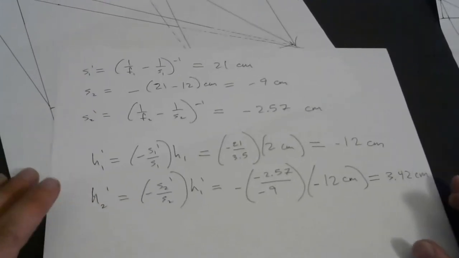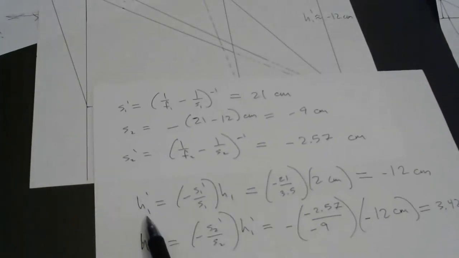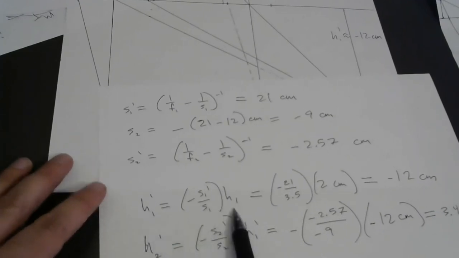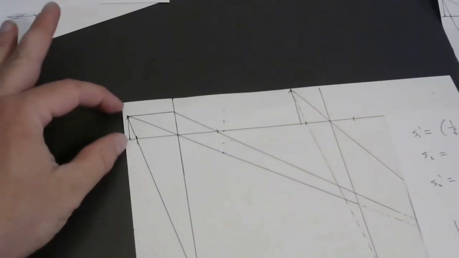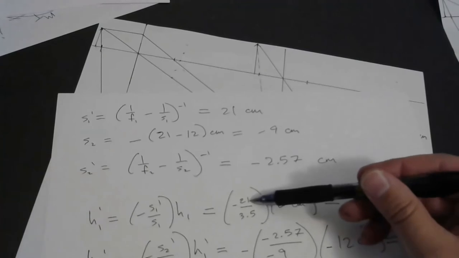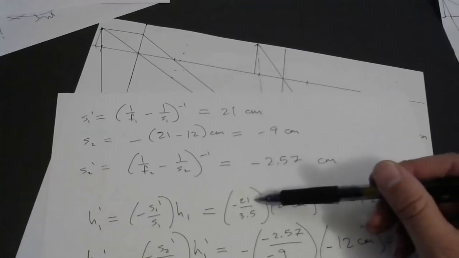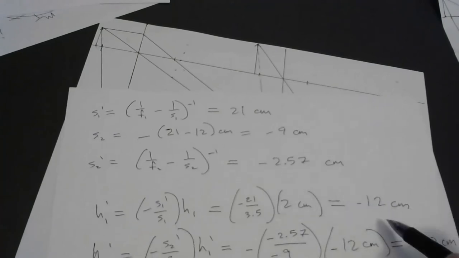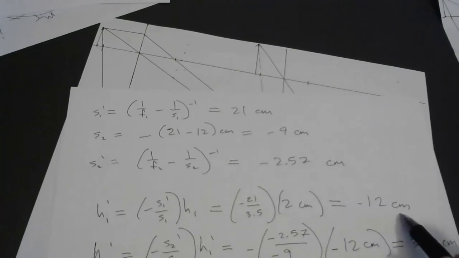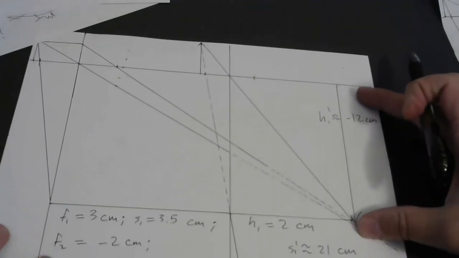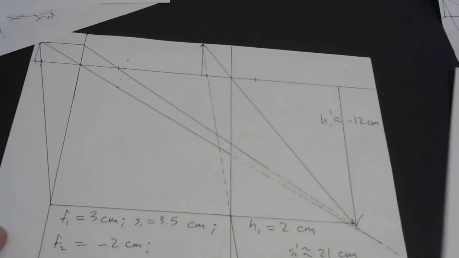Great. The last thing to do would be to confirm this final height. Well, the image that comes out of the first lens should be the magnification of the first lens times the object height. I went with an object height of 2 centimeters. I wrote that right here. So take the image distance that we calculated, that was the 21 centimeters, divided by the given object distance, multiplied by the original object height. My image, which comes out of the first lens, should be 12 centimeters, and it should be inverted. I did, in fact, measure a height of 12 centimeters upside down.